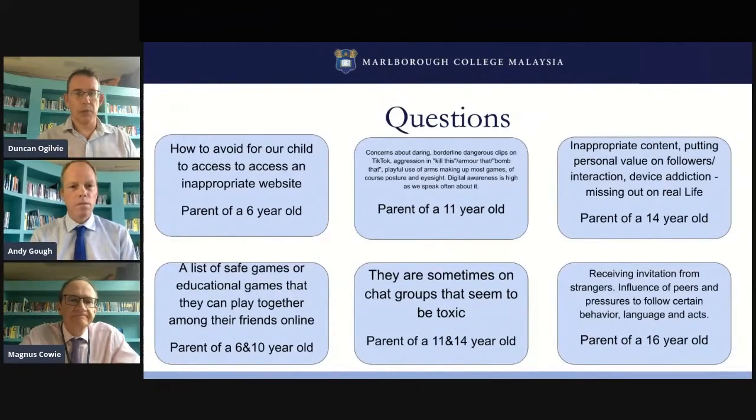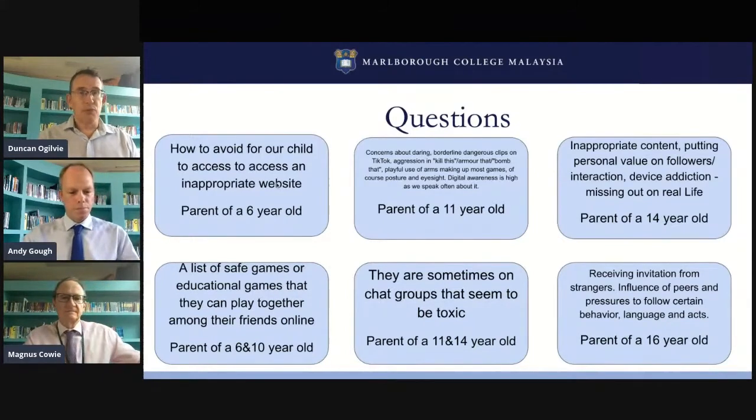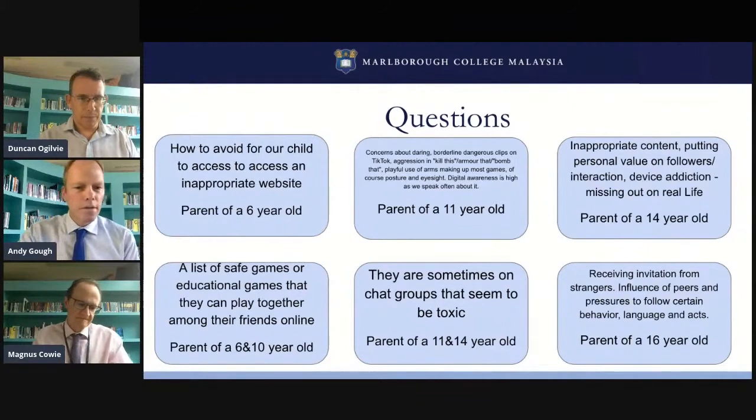The first question, I'm going to head over to Mr. Gough. Obviously, he's got more of a specialism in the prep school. And this is from the parent of a 6-year-old. How to avoid our child accessing inappropriate websites. So over to you, Mr. Gough. What would your suggestion be for that?